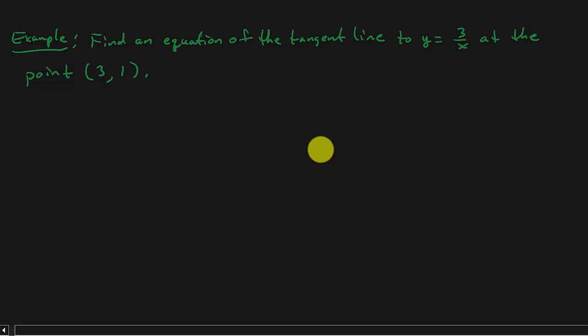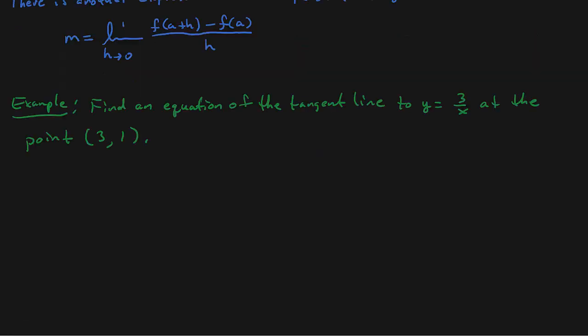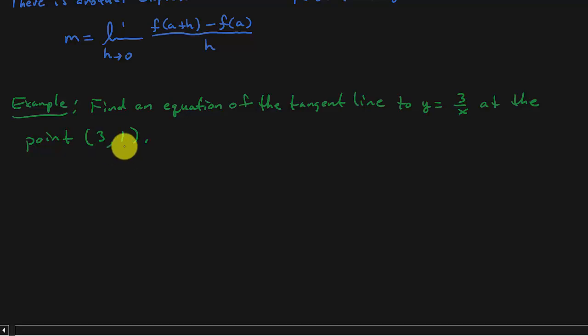Okay, so let's go ahead and get started. Let's see what we've got here. All right, so let's find the equation of the tangent line of y equals 3 over x at the point 3, 1. Okay, at the point 3, 1. And we're going to use this. You could use the previous one, but let's use this one.